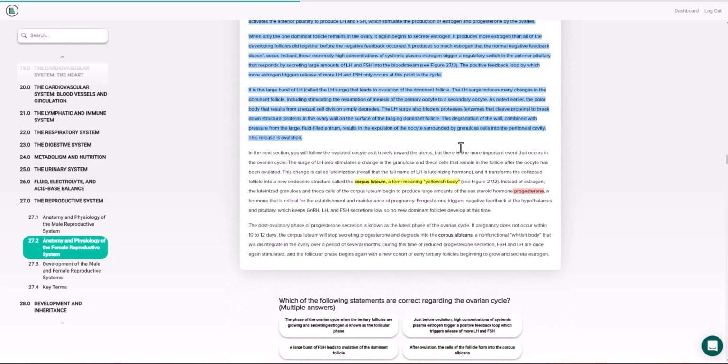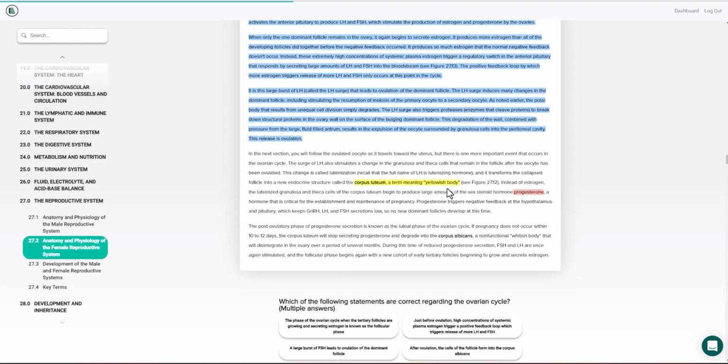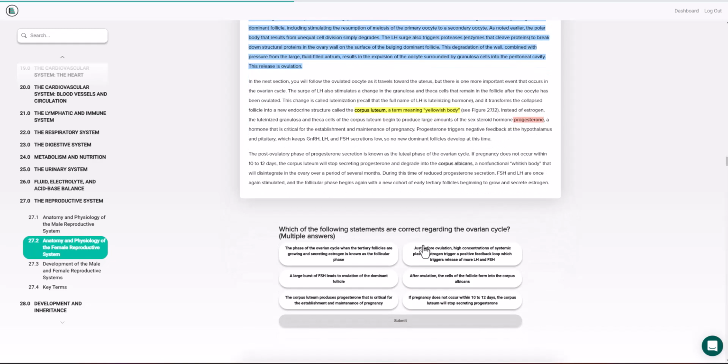So this is where I'll be coming back. I'm going to be coming back and talking more about everything I've just said, the hormones and the corpus luteum and the corpus albicans in the addendum slides at the end.